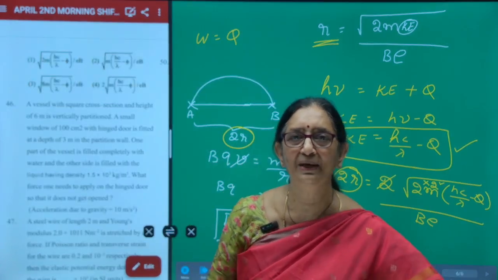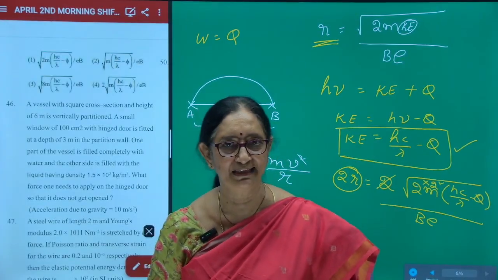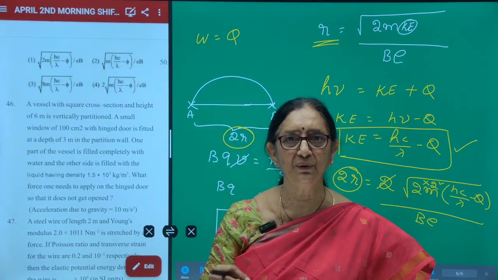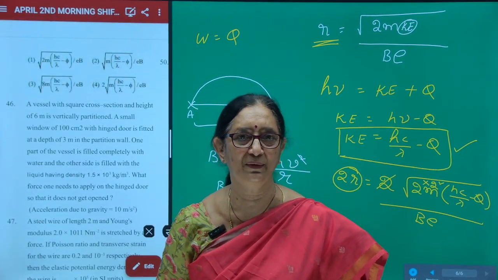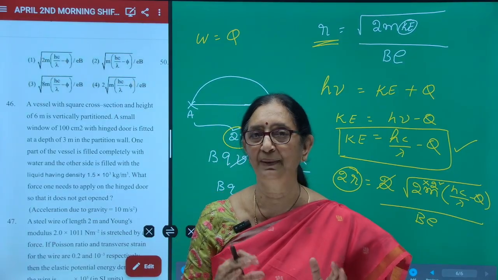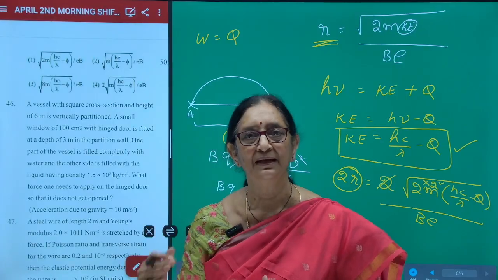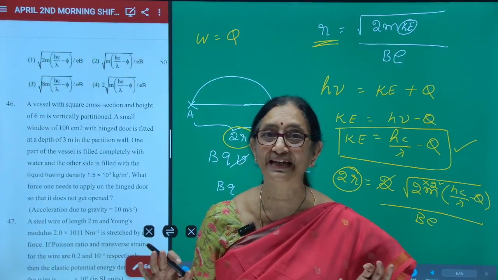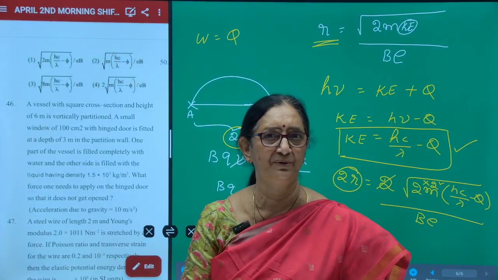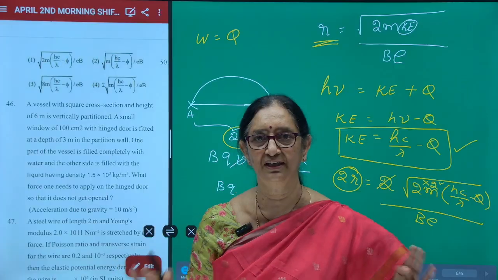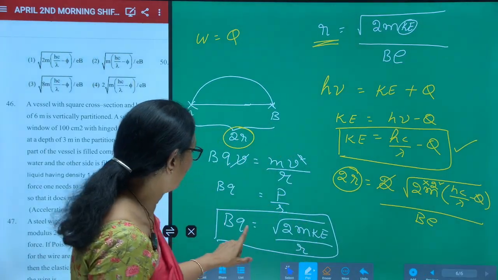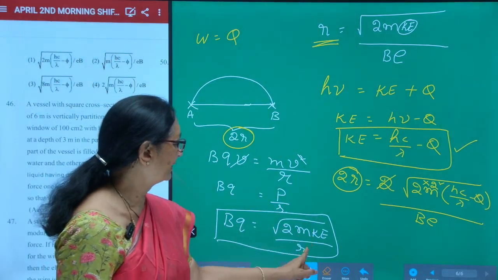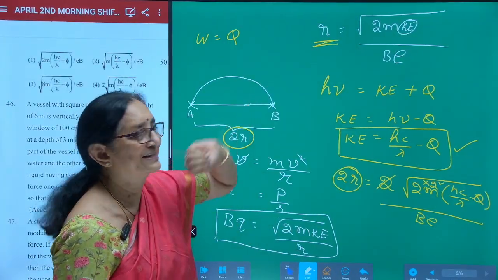And here when a charge enters into a magnetic field, BQV is equal to mv square by r, from which BQ is mv by r, P by r, or BQ is equal to square root of 2m Ke by r. You have to be absolutely thorough till then. So, directly you can take that. BQ is square root of 2m Ke by r, from which r is this much.